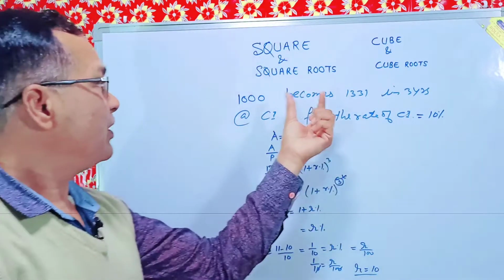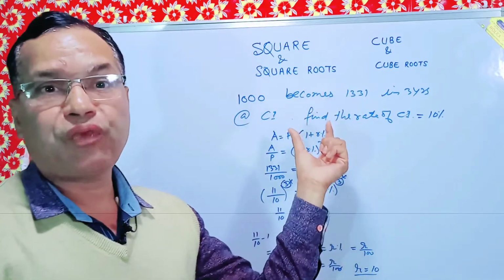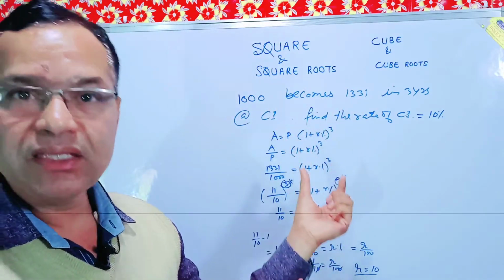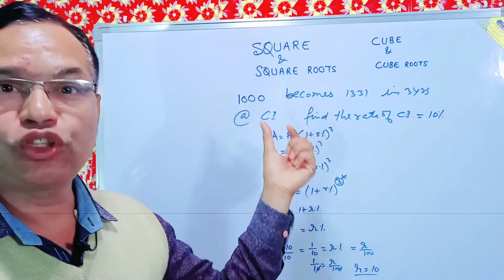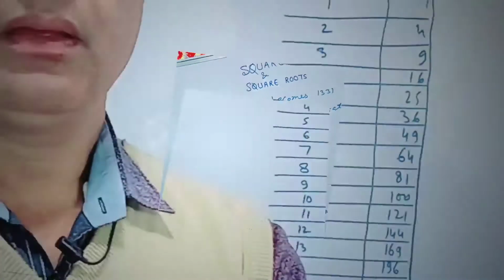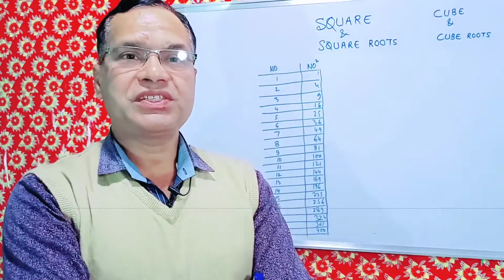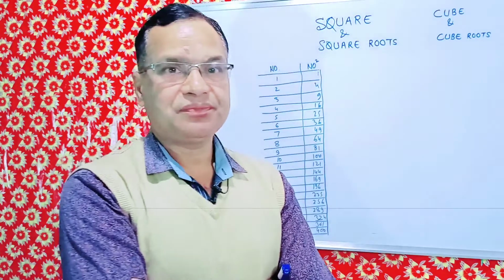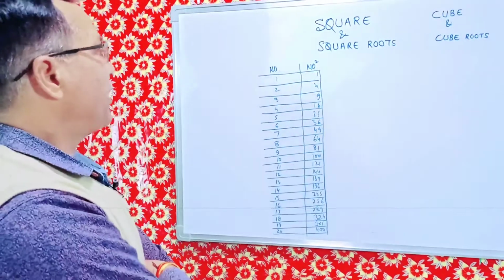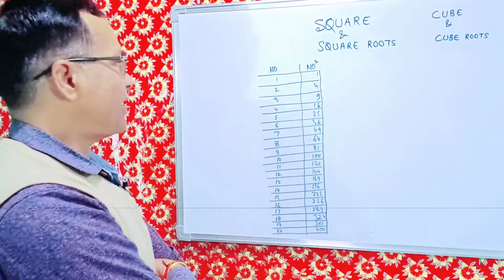That way it helps us to find out the answer easily if we know the squares and cubes of the numbers. For the sake of remembering purpose, we have taken numbers and number squares.